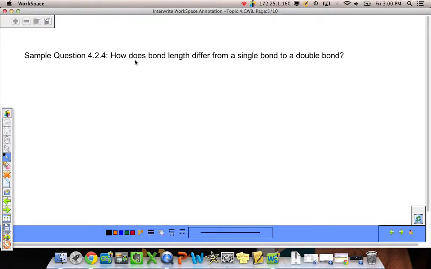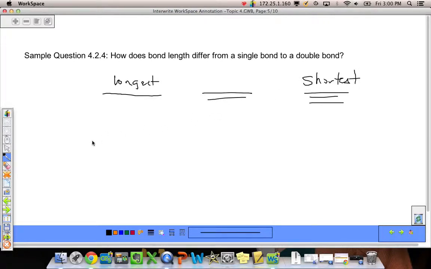We want to know in 4.2.4 how the bond lengths differ from single bonds to double bonds. My single bond is going to be my longest bond, followed by my double bonds. And then it doesn't ask about it here, but it may ask you on the test. Triple bonds are the shortest. We don't have quadruple bonds, so that's the most we're going to go. So we go from longest to shortest: single, double, triple.